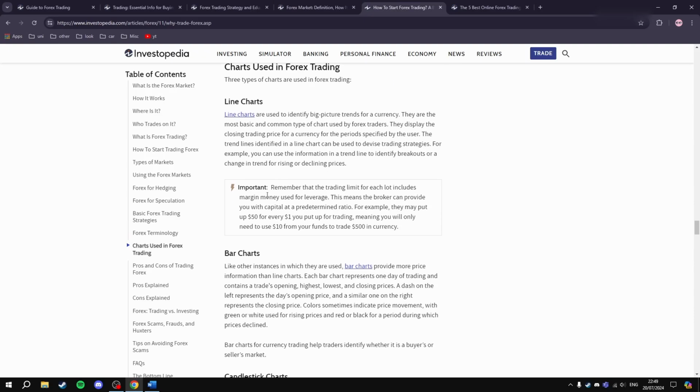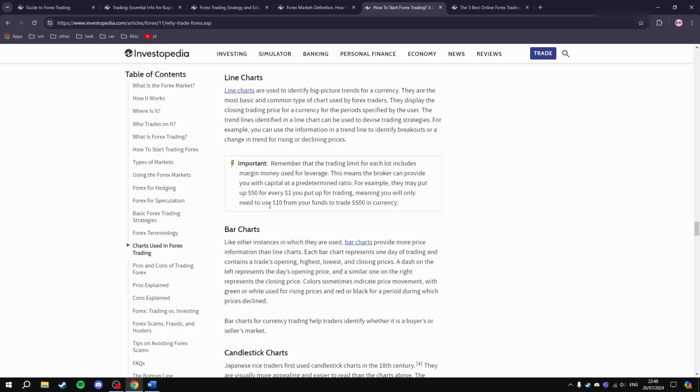So, charts used in Forex trading. Three types of charts are used in Forex trading. Line charts. Line charts are used to identify big picture trends for a currency.